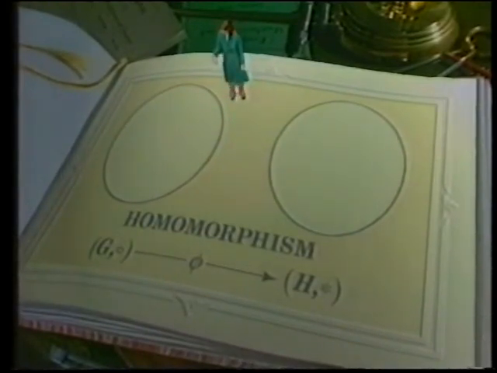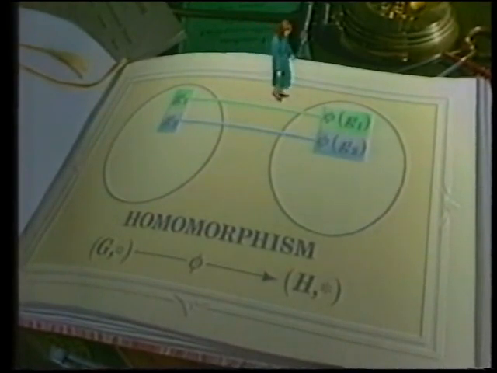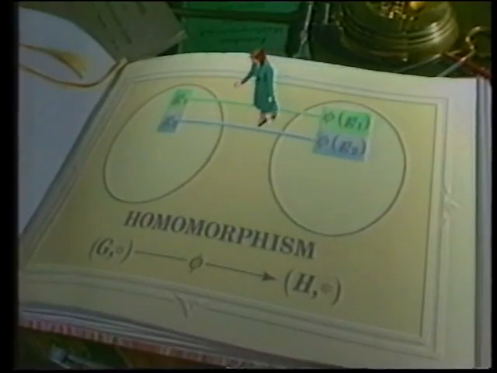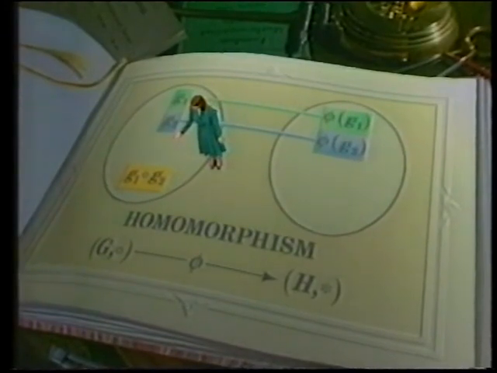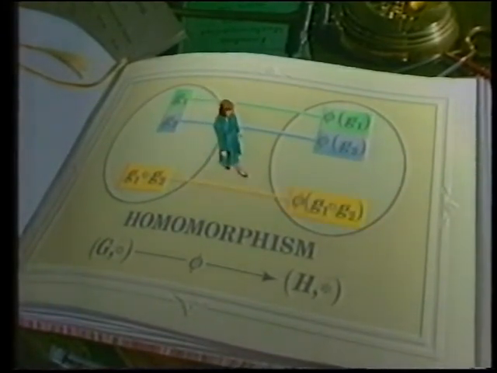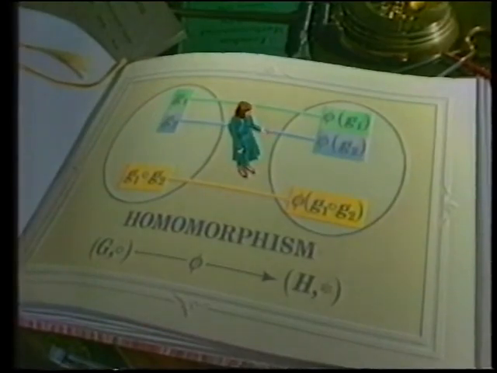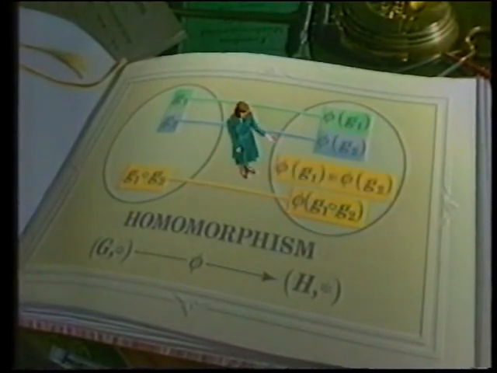Well, if you take any two elements in the group G, say G1 and G2, phi maps them to their images in H. But we can compose G1 with G2 in G to get G1 circle G2, and then map that to its image. But in H, we can compose phi of G1 with phi of G2 to get phi of G1 star phi of G2. For phi to be a homomorphism, these must be equal for any two elements in the group G.